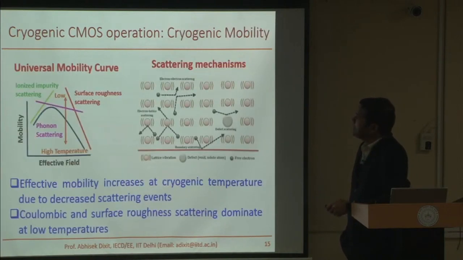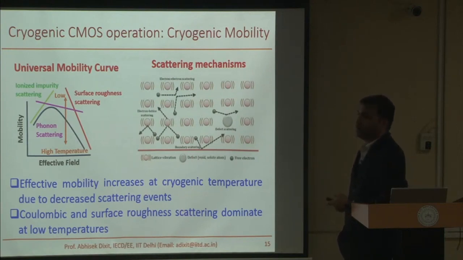On mobility, this is the good old mobility curve everybody is familiar with, right? Ionized impurity scattering, phonon scattering, surface roughness scattering, all that at room temperature. It holds true down to -40°C, even down to -100°C, it will also hold true. And these are the scattering mechanisms we talk about: electron lattice, defect scattering, boundary scattering, kind of surface roughness scattering, right? So effective mobility, we have seen that it increases in cryogenic temperature because of the decreased scattering events.